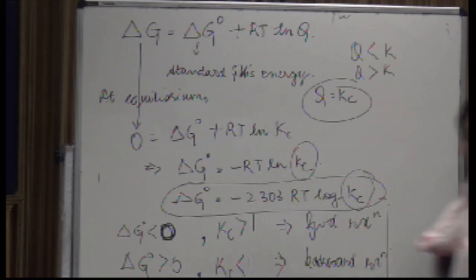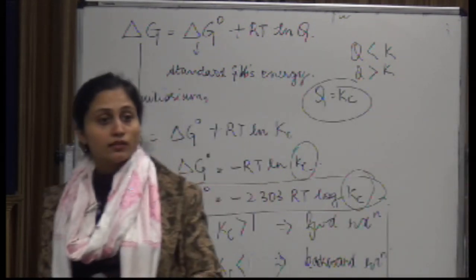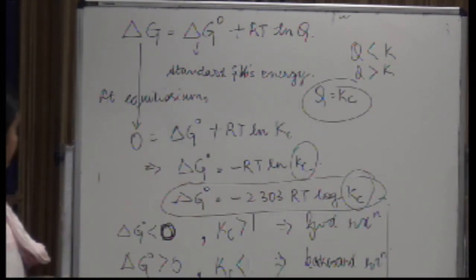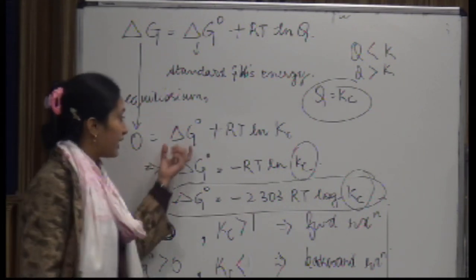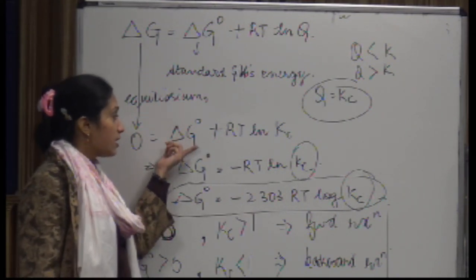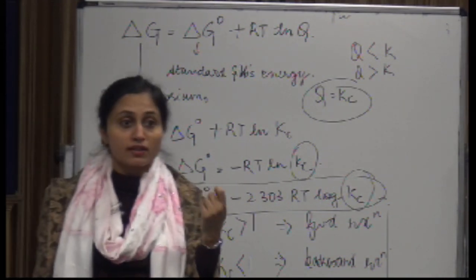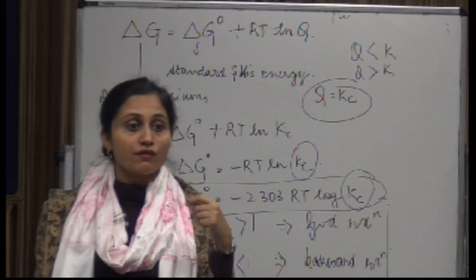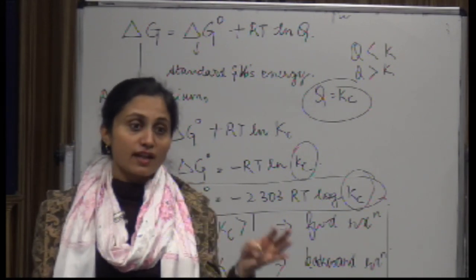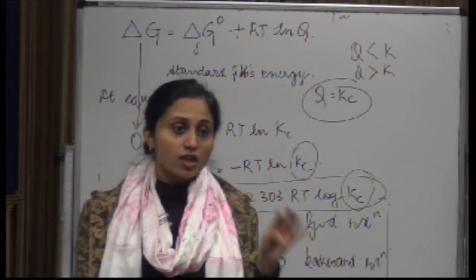Before we move on to the next, delta G and delta G naught. Here, what we are talking about with delta G naught is that it is in the standard states. And what is the standard state of the substances? When they are at a temperature of 298 Kelvin and you have 1 bar pressure. So that's the standard state.